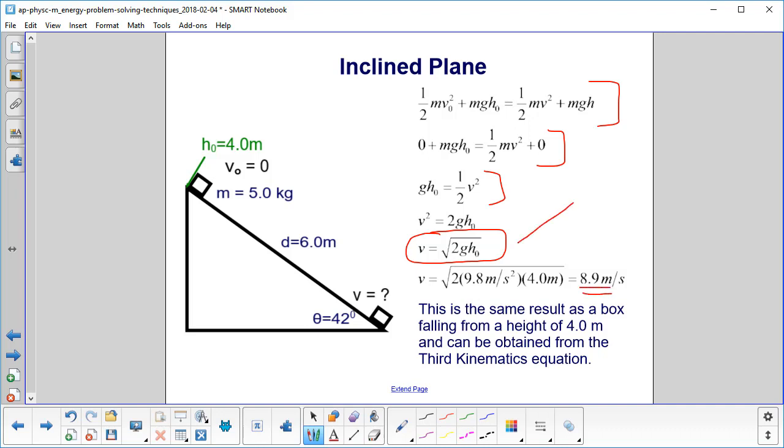What's interesting about this formula right here is it's the exact same formula you would use to find the velocity of an object falling 4 meters on the planet Earth. And there we can use the third kinematics equation.